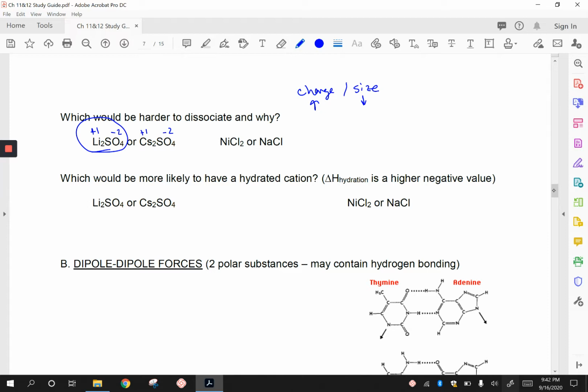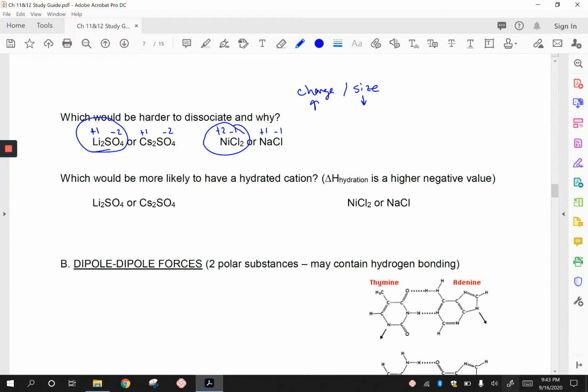Let's look at these here. So again, these are both ionic. And so which one would be harder to dissociate the ions, to separate them? Well, you look at the charges. This is +2, -1, +1, -1. Stronger attractions here because you have higher charges. And so these are going to be attracted more strongly. And so it is harder to dissociate these ions.